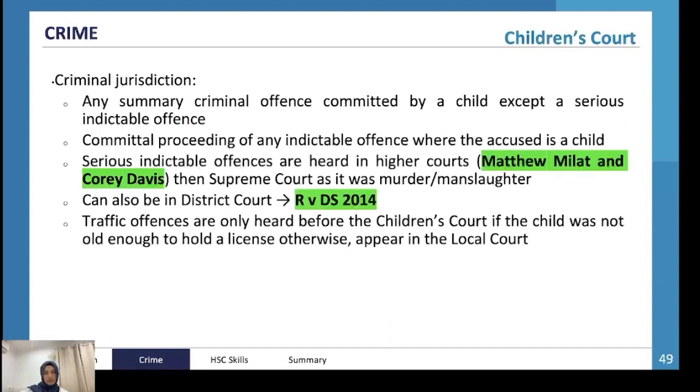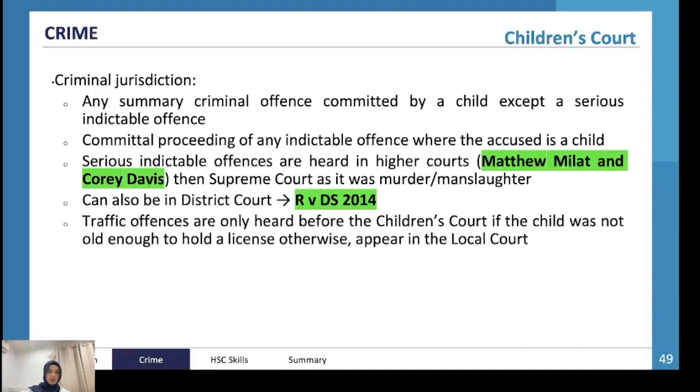Criminal jurisdiction. So any summary criminal offence committed by a child, except a serious indictable offence. Criminal proceedings of any indictable offence where the accused is a child. So for example, serious indictable offences are heard in higher courts, for example, that of Corey Davis. Then the Supreme Court, as it was murder or manslaughter. It can also be in the District Court, and traffic offences are only heard before the Children's Court if the child was not old enough to hold a licence.